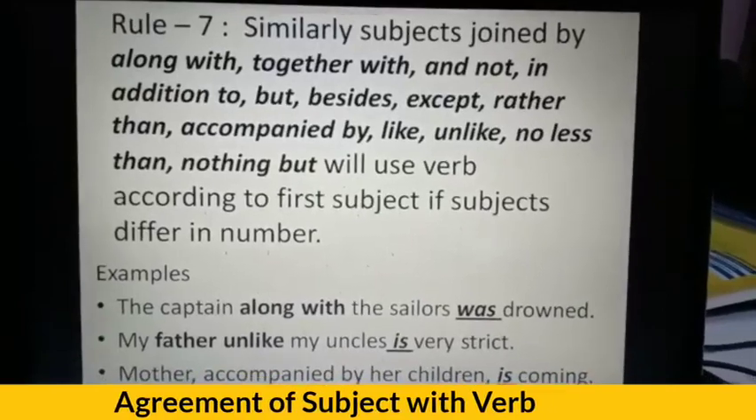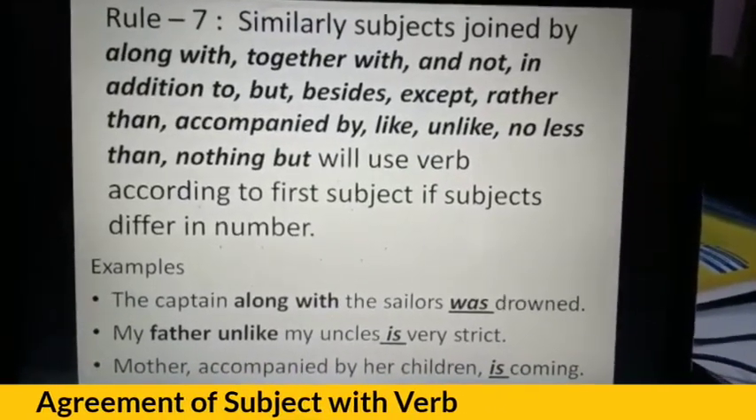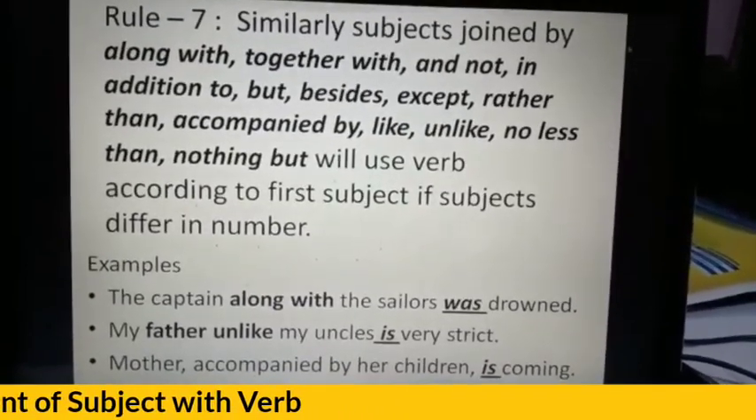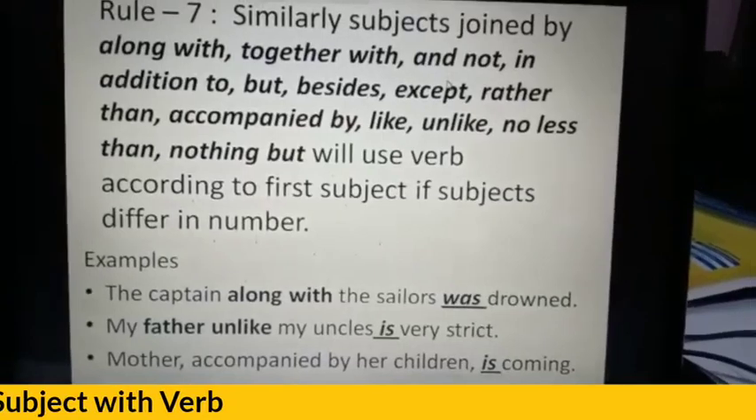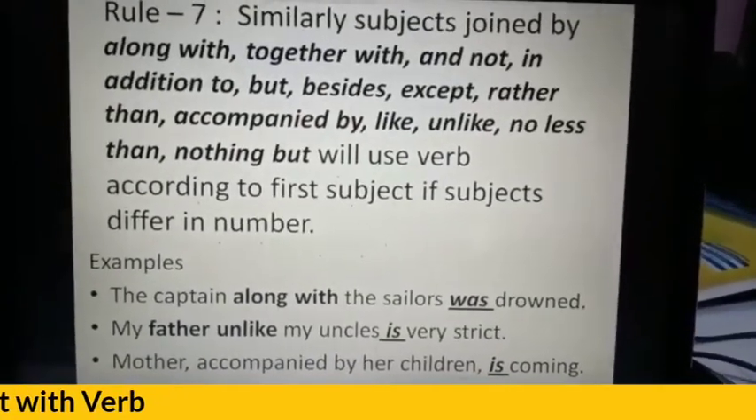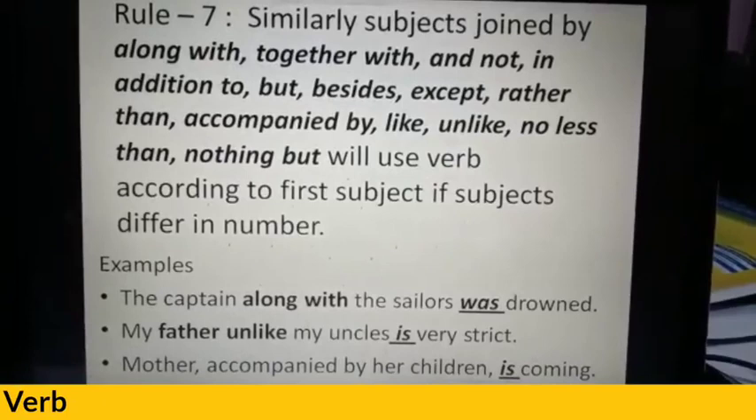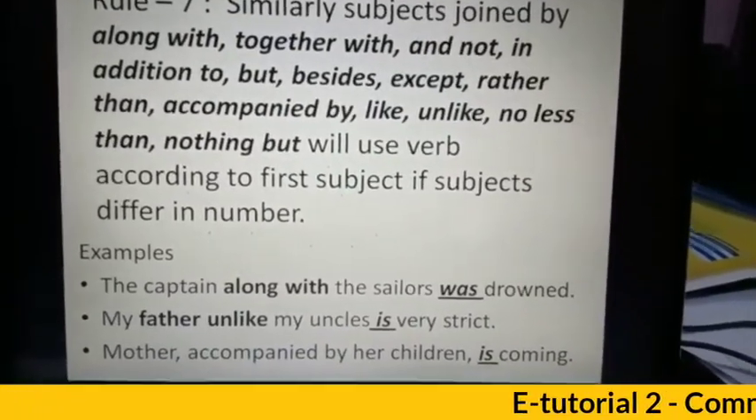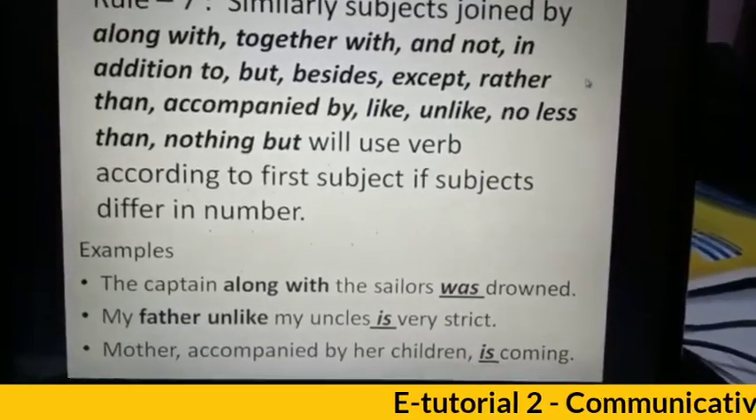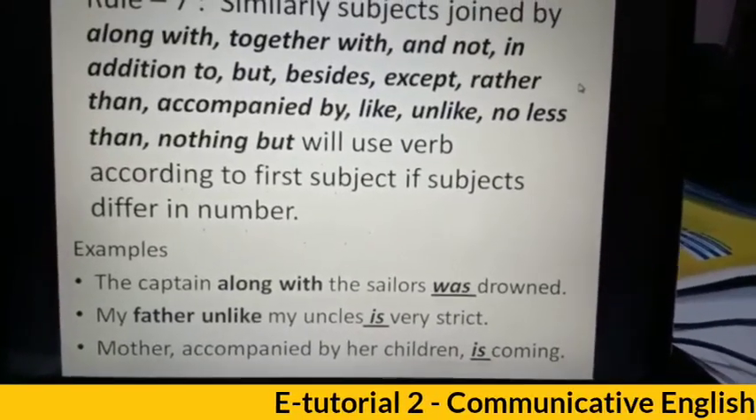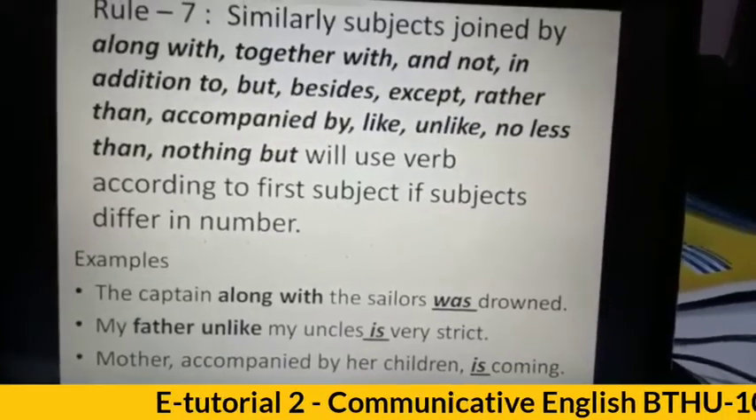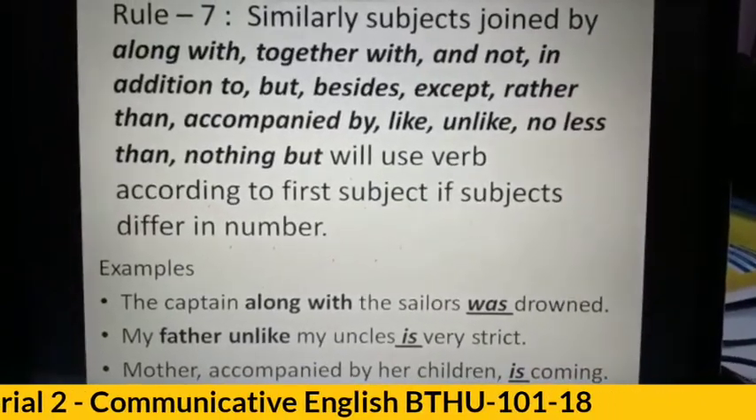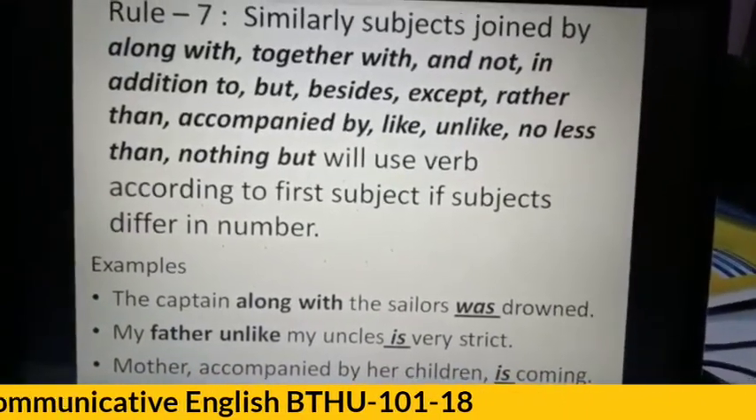Look at the example. The captain along with the sailors was drowned. Now here the verb was, which is singular, has been used for the first subject, that is captain. You see the third example. Mother accompanied by her children is coming. Now is has been used for the first subject, that is mother. Now the nearest subject to the verb is children, which is plural, but we have not used are here. We have used is because according to the rule, when these words have been used, we have to use verb according to the first subject.